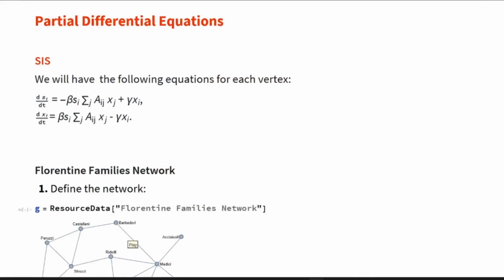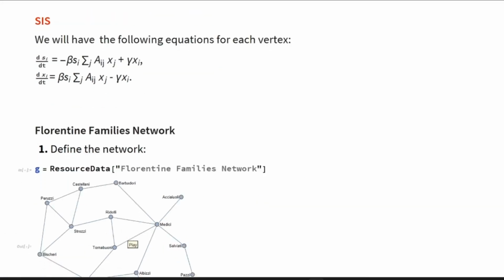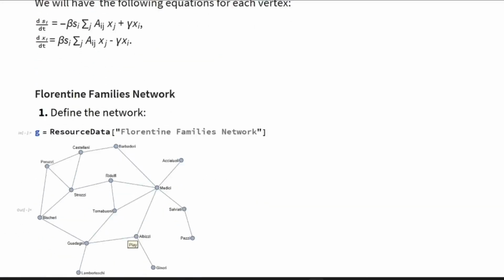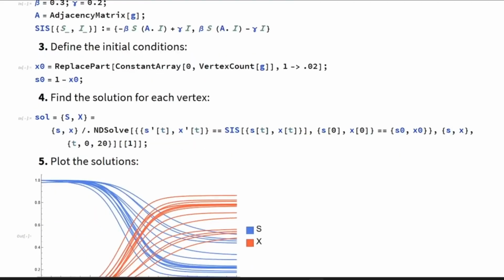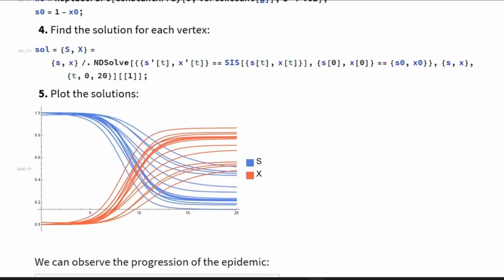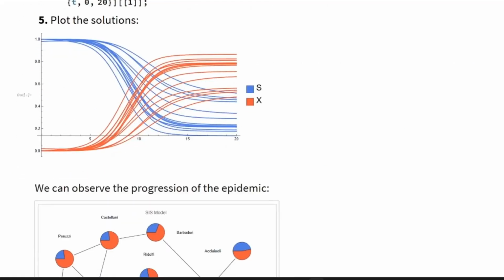We can run a simulation for a disease that follows the SIS epidemic model, such as the common cold, on the Florentine family network. Here the vertices, if we remember, represent the families, and the edges represent the marriages between members, so it represents constant contact and probable contagion. We can do this by defining the network, defining the parameters, defining the initial conditions, finding the solution for each vertex, and plotting the solution.